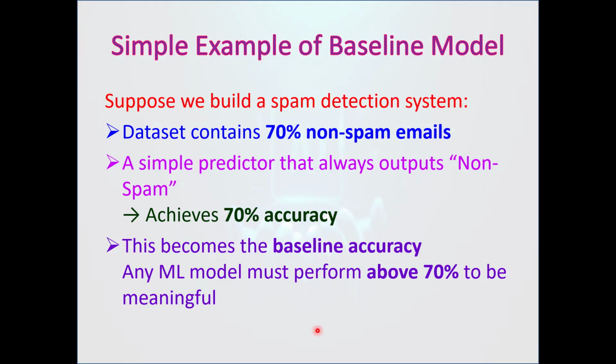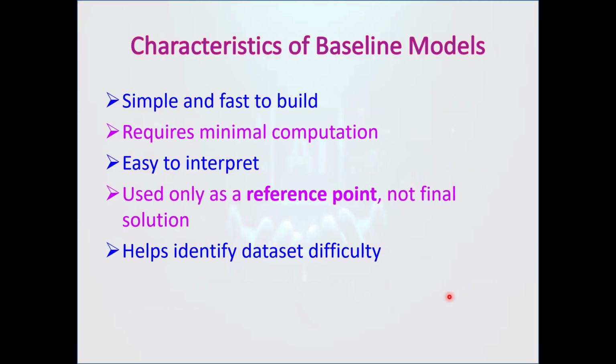If our trained machine learning model only achieves 72 percent or 70 percent accuracy, the improvement over baseline is very small. This suggests that the model needs better features, more data, or improved tuning. Only when the model significantly exceeds the baseline can we conclude that it is learning useful patterns and it is worth deploying. And so these are all the characteristics of a baseline model.